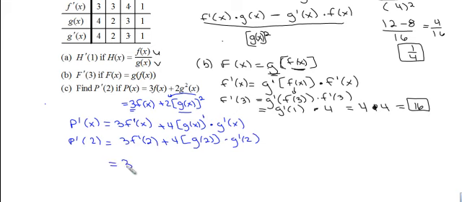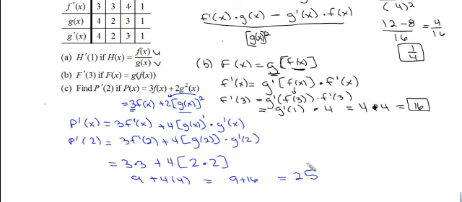We're finding the derivative at 2. Okay, so we're going to have f prime of 2, which is 3. G of 2 is 2 and g prime of 2 is also 2. So we have 9 plus 4 times 4, which will give me 25.